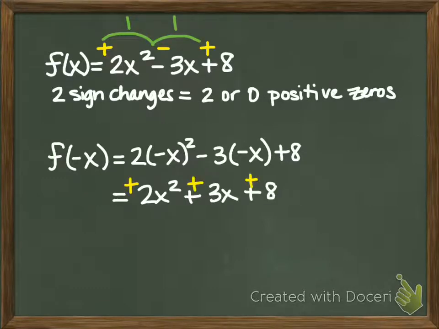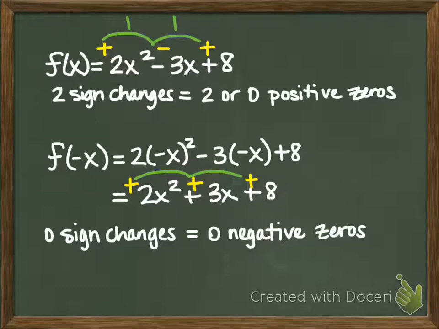This is positive all of the way, so there are no sign changes here. So 0 sign changes means that there's going to be 0 negative solutions. So all of the solutions for this equation will be positive answers. Okay, so these are just tips and tricks to help us figure out possibilities for the solutions of a polynomial.